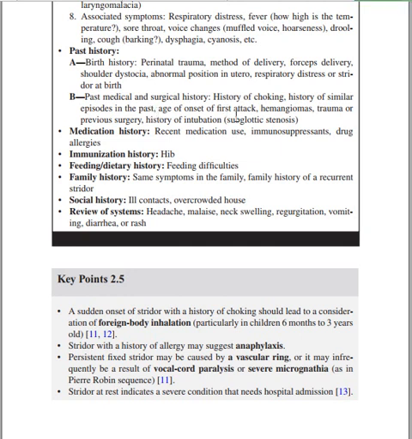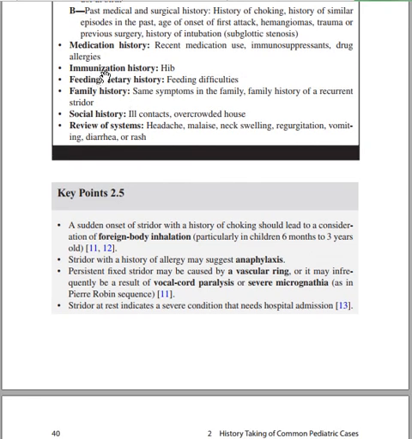Then the age of onset of the first attack: if it is at 6 weeks, you can think of laryngomalacia. If it's at 1 to 6 years, you can think of those different disorders which you have seen above. Immunization history for Haemophilus influenzae type B is important because we want to rule out epiglottitis, but also for pertussis, because pertussis can result in croup. And you also have bacterial tracheitis, which can result from other bacteria covered by the expanded program of immunization.